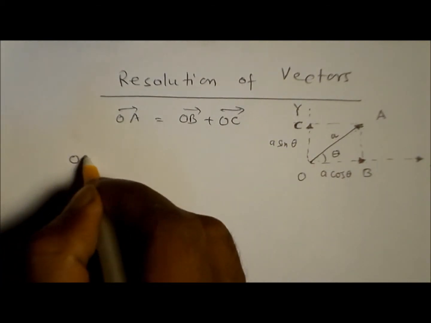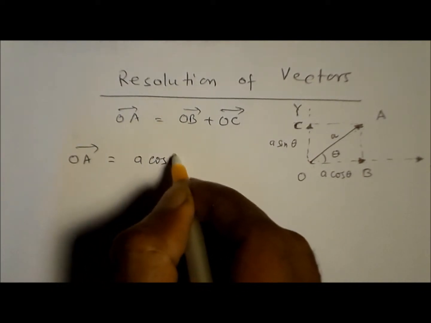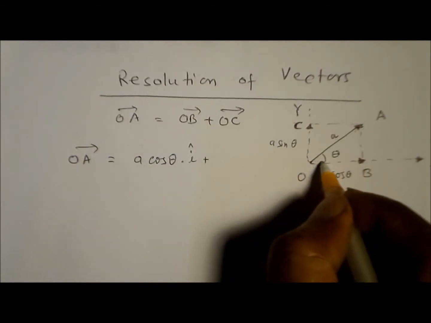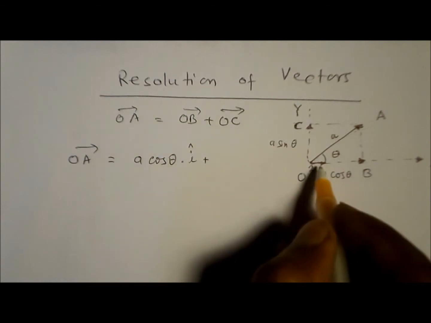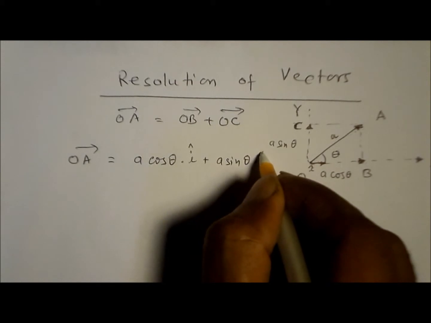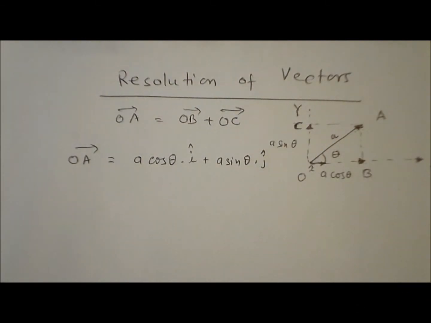So we can express OA vector as A cos theta into i vector, where i vector is a unit vector in the direction of the x-axis, and then A sin theta into j vector, where j vector is the unit vector along the OC vector direction.